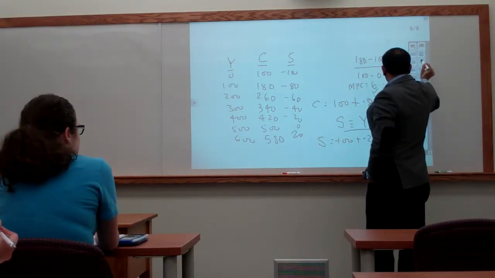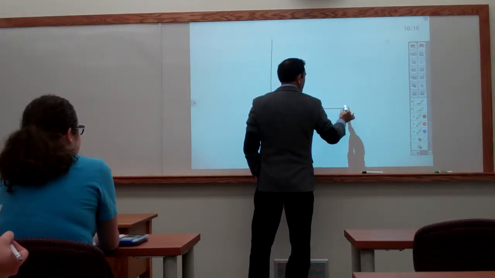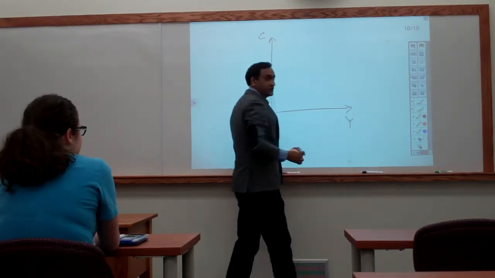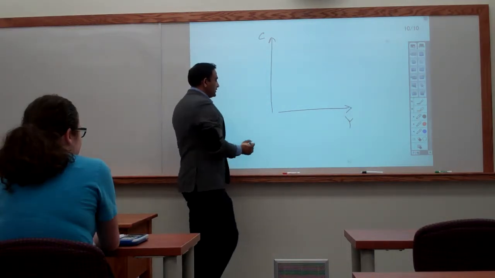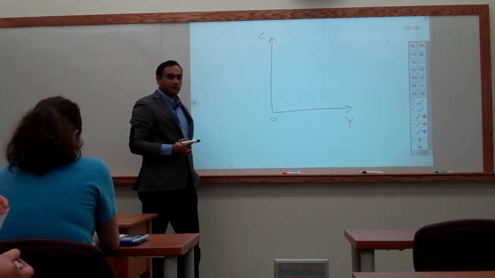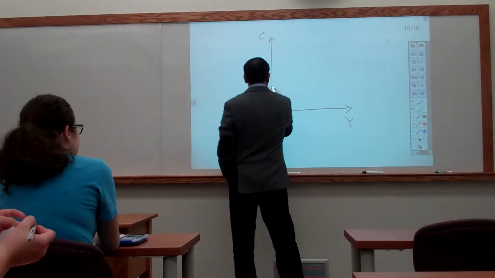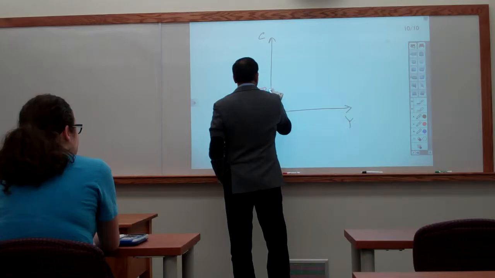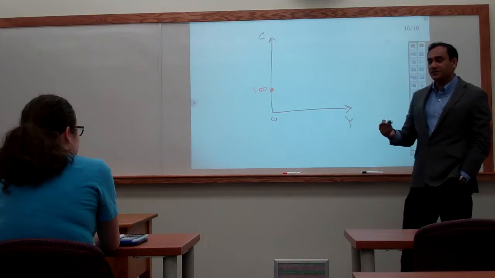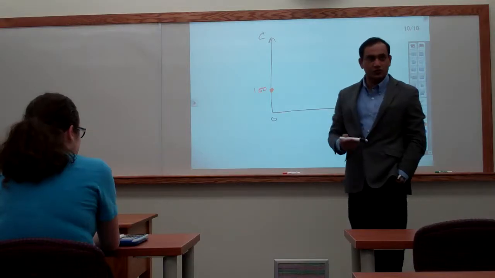So we got this. Let's try to plot the consumption function first. We got C and Y on the horizontal axis, right? So when income is 0, what is consumption equal to? 100. So let's say 100 is here. We use a different color. So you got one coordinate here. And then we know as income increases by $1, consumption increases by 80 cents, isn't it? That's your slope.